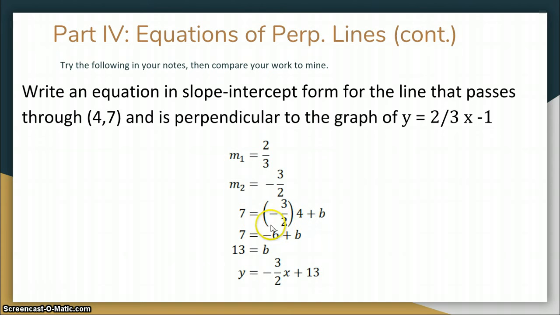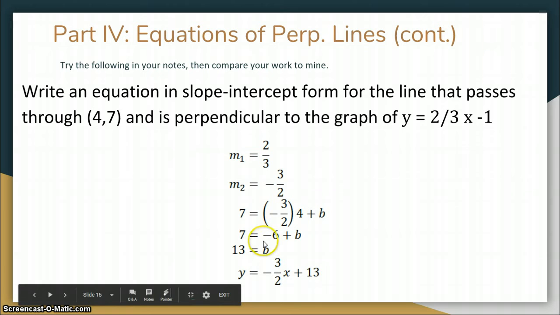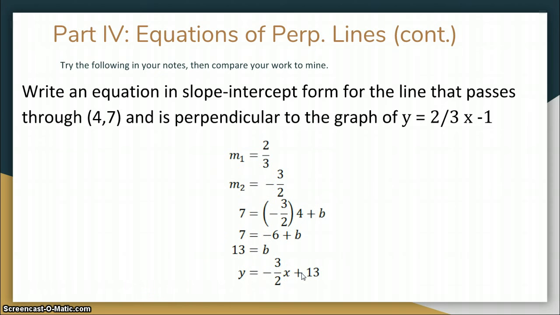Now, -3/2 times 4 comes out as -6. Add the 6 to both sides. B equals 13. I've got b. I've got m. Y equals mx plus b. Okay. Again, I'm going to say this one more time. The only thing that's new is how you find the slope.